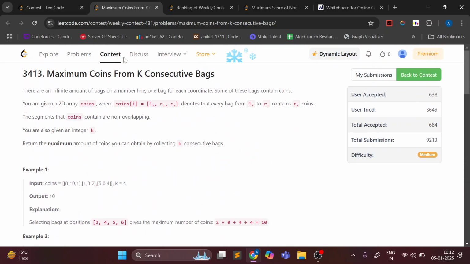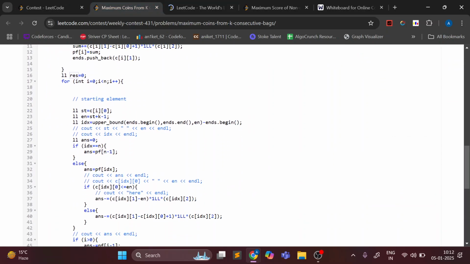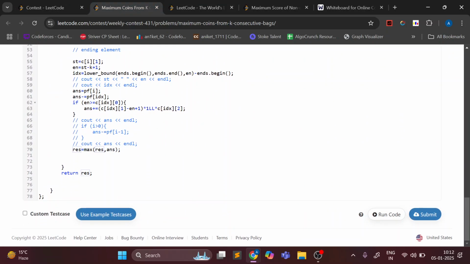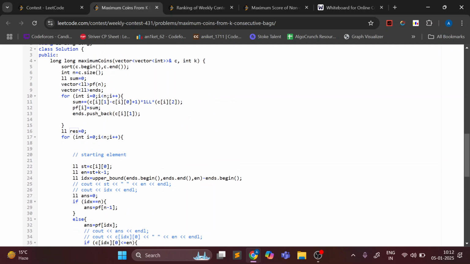This is a difficult question, I would say. At least to explain, I found this difficult. But yeah, I think go through this code probably. You might get an idea of what I'm doing.